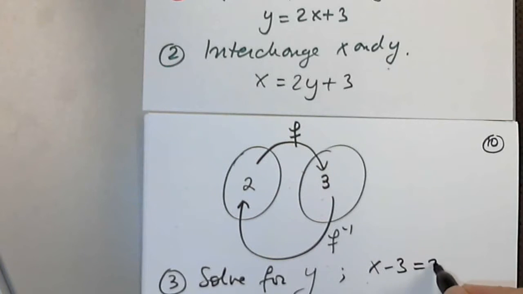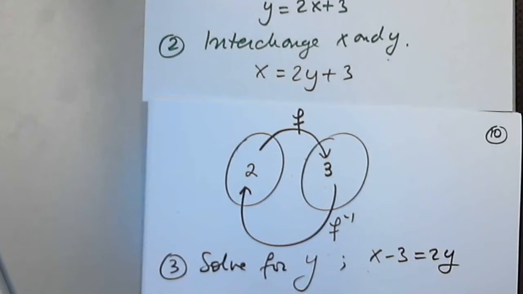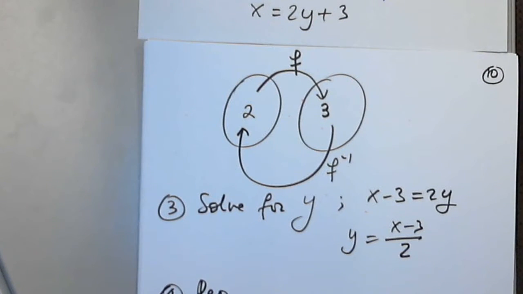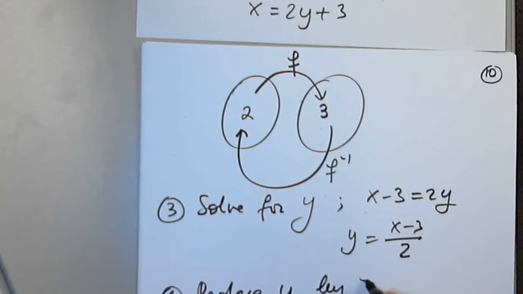X minus 3 equals 2y. Yes, so x minus 3 divided by 2. Final step, replace y by, what am I after? Replace f inverse: x minus 3 over 2.